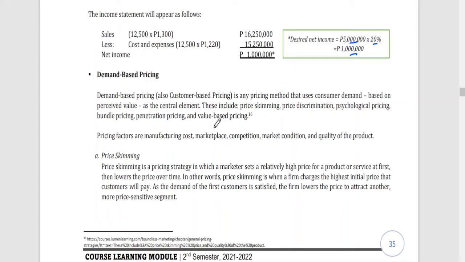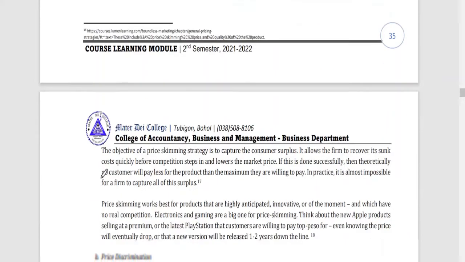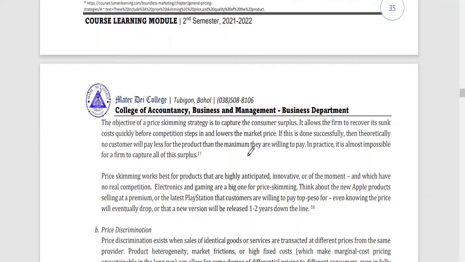So let's go to the first one. So we have the price skimming. So what is a price skimming? Price skimming is a pricing strategy in which a marketer sets a relatively high price for a product or service at first, then lowers the price over time. Objective of the price skimming strategy is to capture the consumer surplus. So this allows the firm to recover its sunk costs quickly before competition steps in.